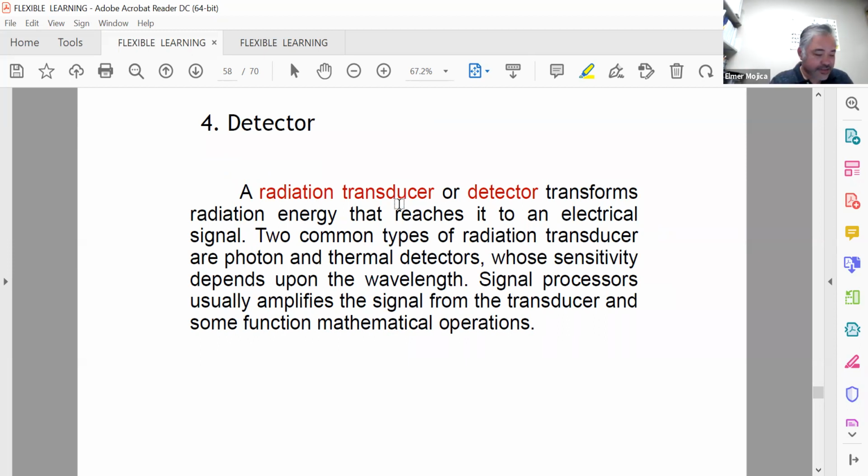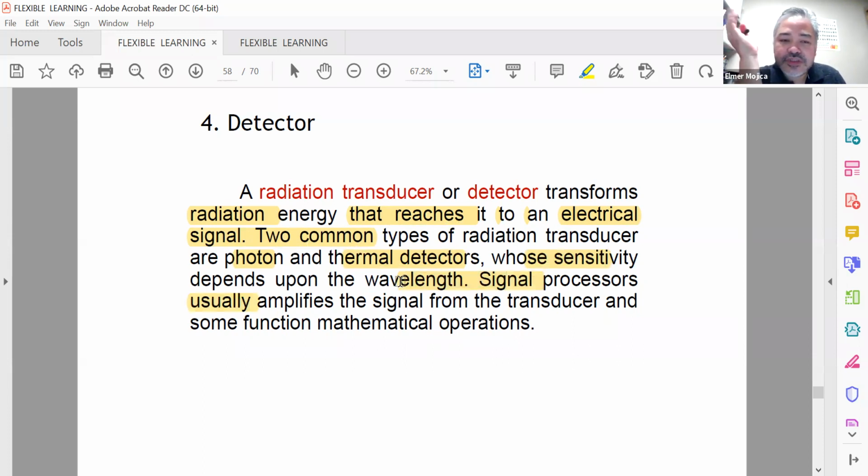So a detector is a radiation transducer, and it's one that transforms the radiation energy that reaches the sample to an electrical signal. Okay. So two common types of radiation transducers are the photon and the thermal detectors, and their sensitivity depends upon the wavelength.